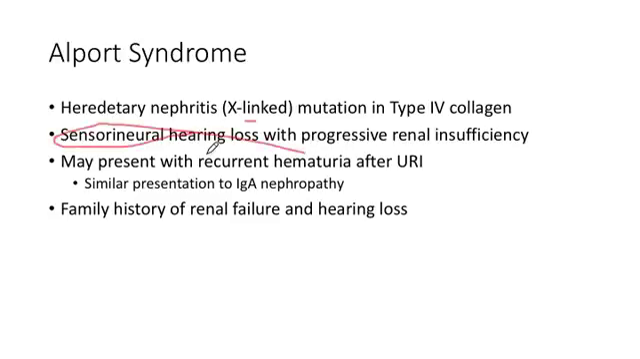So why am I pointing this out to you? Because you probably already knew that. Is that I could see them presenting Alport syndrome to you on the test as somebody who has hematuria recurrently after a URI. And that sounds just like IgA nephropathy. Okay? So the key here is that if you see evidence of hearing loss in a syndrome that looks like IgA nephropathy, you should think Alport syndrome.